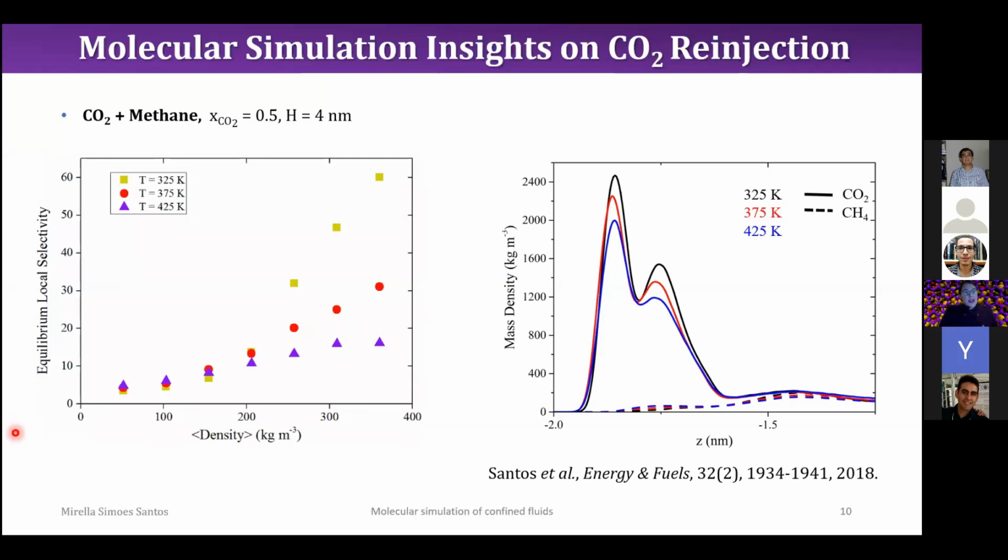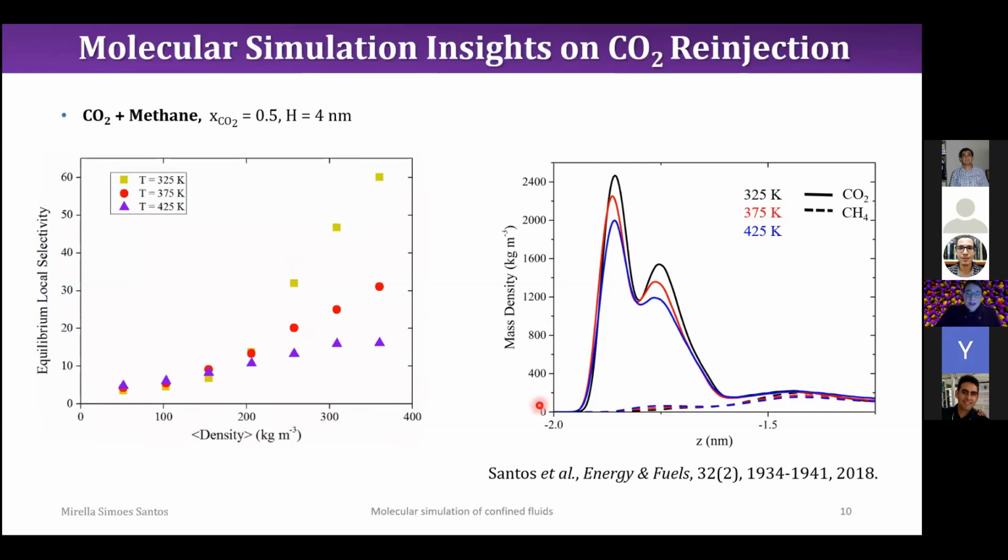And at higher densities and at lower temperatures, so this region here, what we see is that the CO2 composition in the adsorption layer is much higher than that of methane in the same layer. And this, of course, indicates a higher selectivity for CO2, and this is directly related again to the strong polar interactions between CO2 and the calcite. And this will dominate, especially when we have low temperatures where the thermal energy is lower.